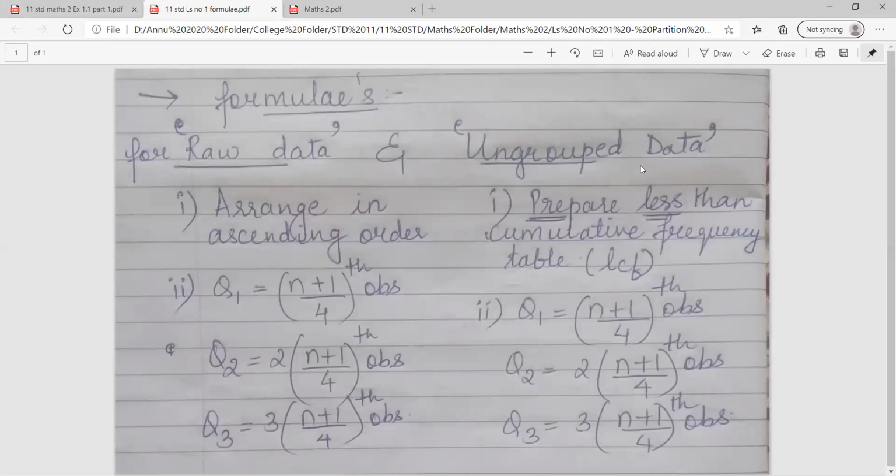What is the meaning of raw data and ungrouped data? I have already explained this in the previous video, so you can go through that.